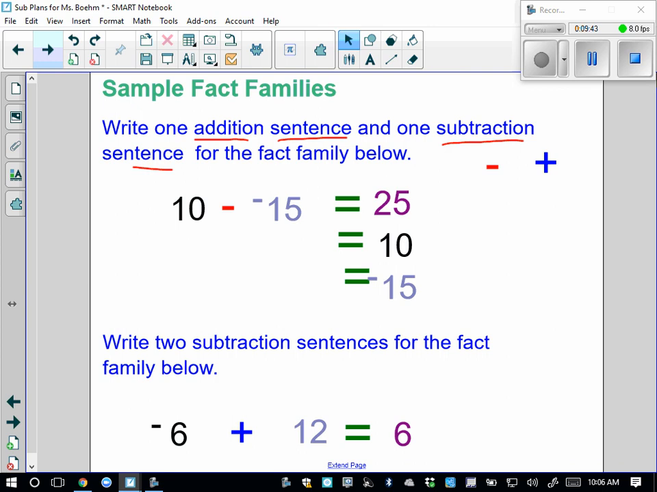You guys want to try that? Okay. Give me one of your fact families for this first one. Settle in, you guys.